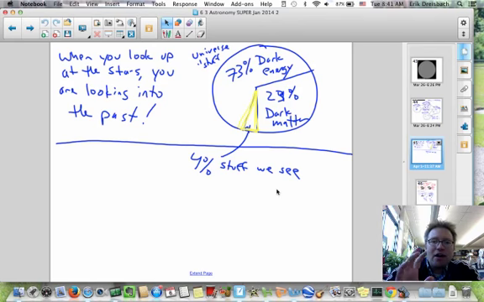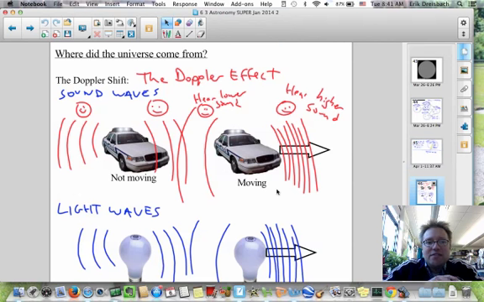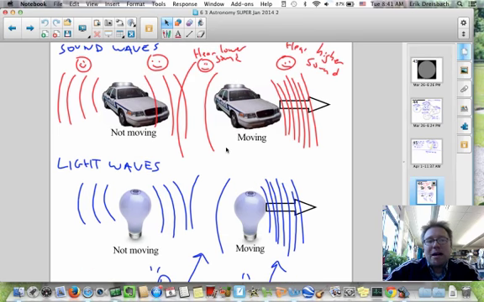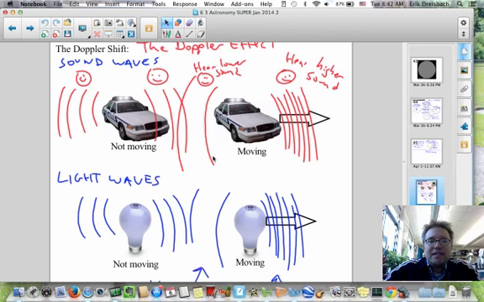Now, a couple things about understanding how we figured out what the universe is and what it's doing. First is this idea of the Doppler shift. The Doppler shift, or the Doppler effect as it's sometimes called, is how somebody perceiving something that's giving off waves receives waves that might be different depending on whether the thing giving off the waves is moving or not.